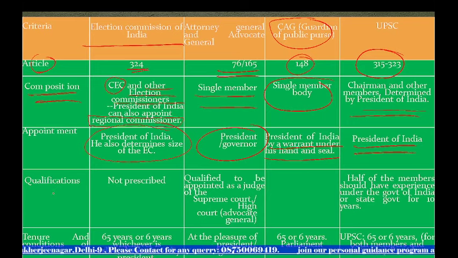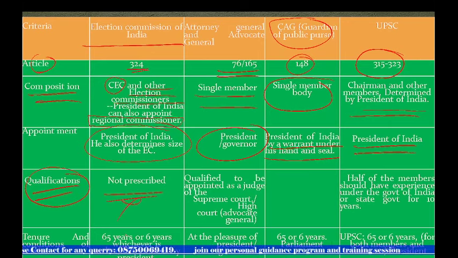Now what is the qualification of these people? For the Election Commission, nothing has been prescribed, so we don't know any qualification. He is generally an IAS officer. As far as the Attorney General is concerned, he must be qualified to be appointed as a Judge of the Supreme Court. The Advocate General of the state must be qualified to be appointed as a High Court judge. So for appointment as Attorney General of India, a person must have the qualification of a Supreme Court judge.